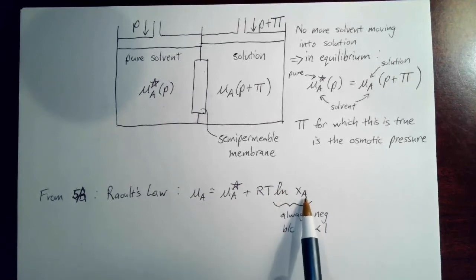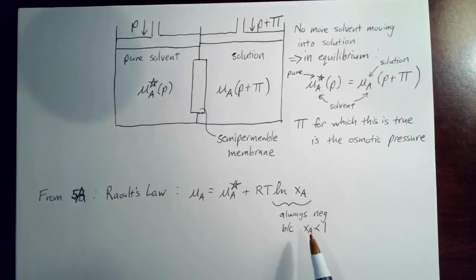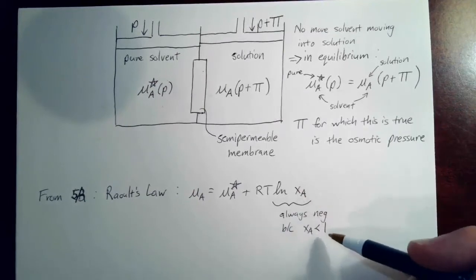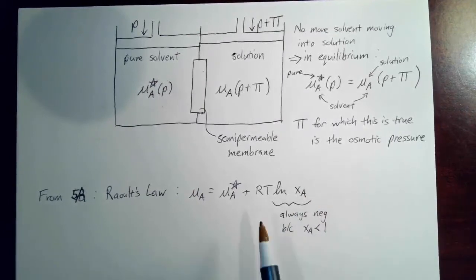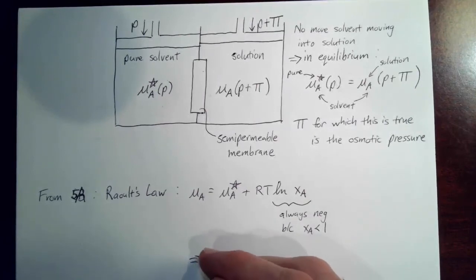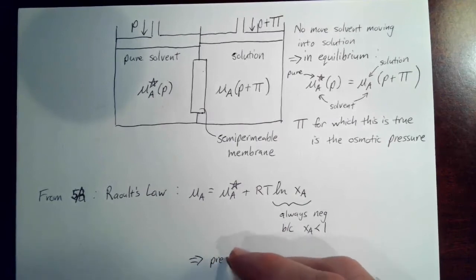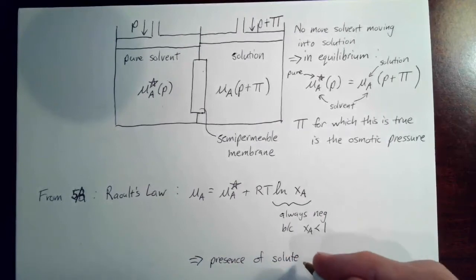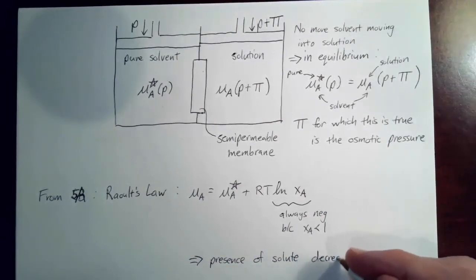1 is as large as xA can get, but it can be less than 1. So in the case of a solution, xA will always be less than 1, which means that this term is always negative. So what we can conclude from that is that the presence of a solute decreases the chemical potential.